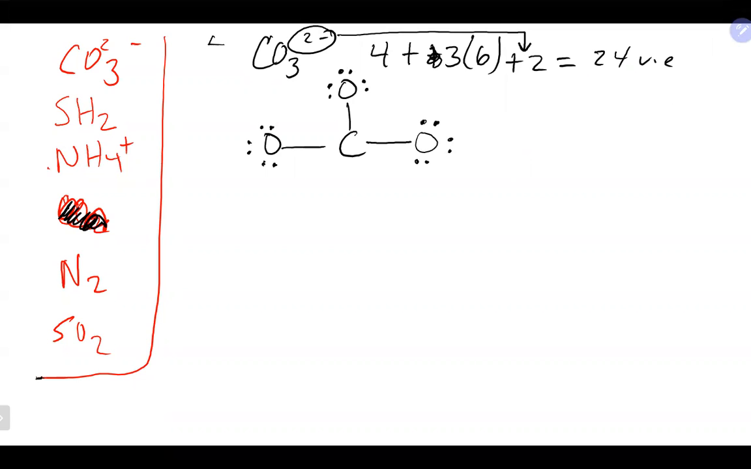We want to make sure everybody is good. And in this case, carbon in the center is not good. It has only 6 electrons. So we do want to make a double bond. And in this case, all the oxygens are equivalent to each other, so you can make it at any one you want.